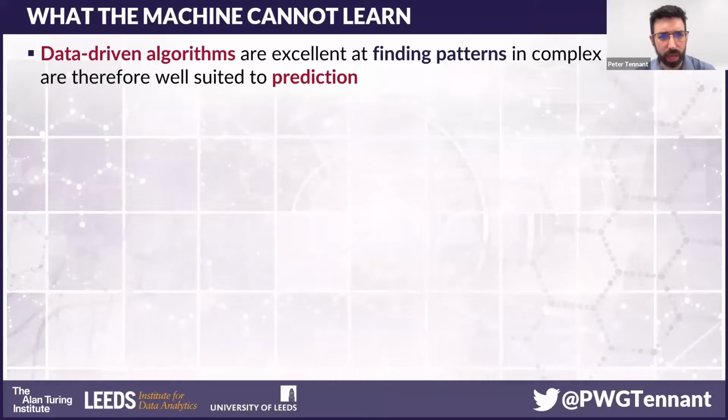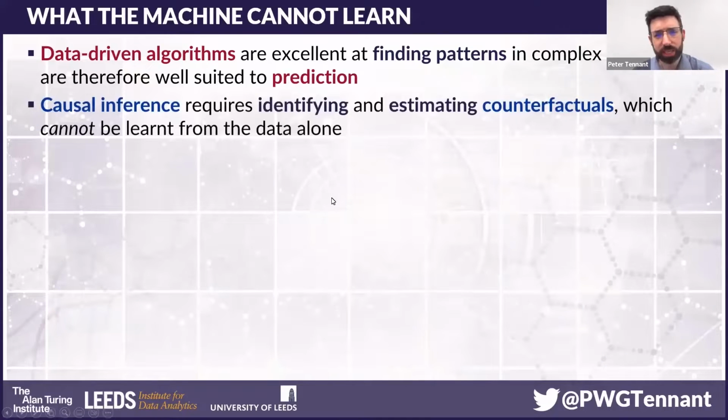message from that is that we can use data-driven algorithms to find patterns in complex data. And in fact, they're extremely good at that, and they're therefore very well suited to prediction. But if we're seeking causal inference, scientific causal inference, quantitative causal inference, whatever you might call it, this is different. This requires that we identify and estimate counterfactuals within our data. Well, they're not something that can be learned from the data alone, because by definition, counterfactuals aren't in the data. They're only things that we can estimate from data.